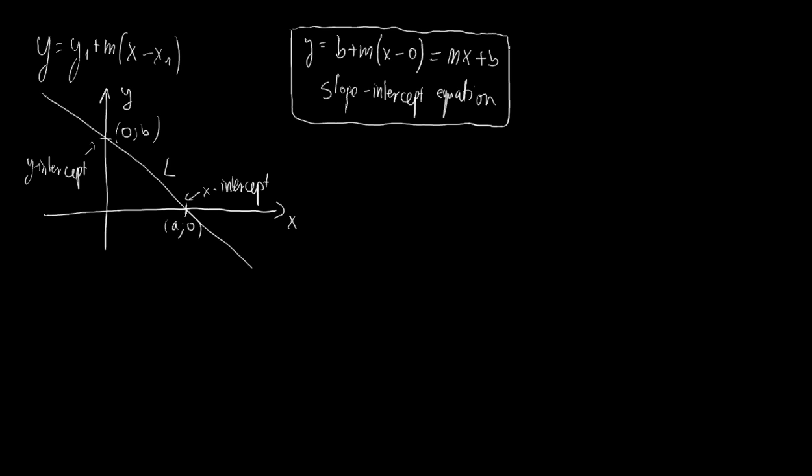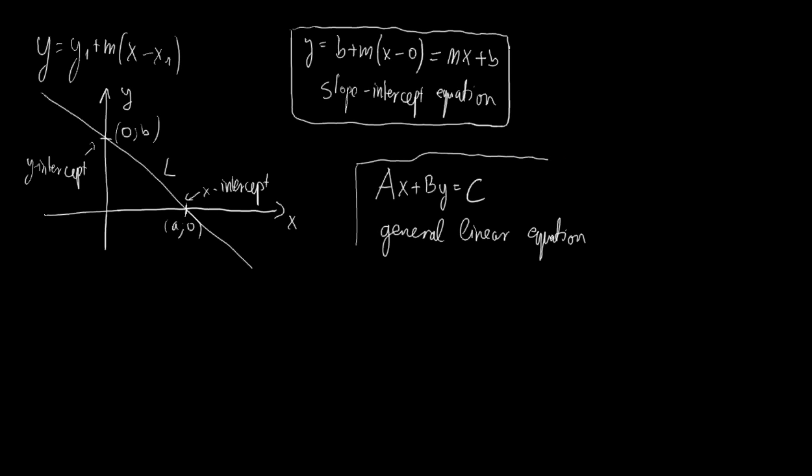Now let's see generally. There is an equation, big A times x plus big B times y equals c, and A and B not both 0. This is called the general linear equation in x and y, because its graph always represents a line, and every line has an equation in the form, including lines with undefined slopes. So it's another useful formula.